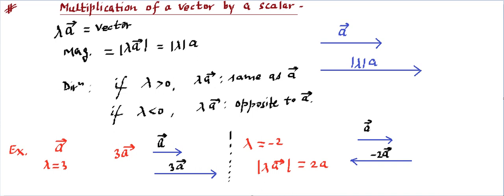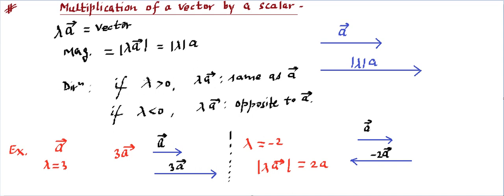What this minus sign indicates is that it has reversed the direction of a, while this one was plus, so the direction remains the same. So that's the rule basically. If the constant or scalar that we are multiplying is positive, the direction of that new vector remains the same as the old one, and if it is negative, then it's opposite.